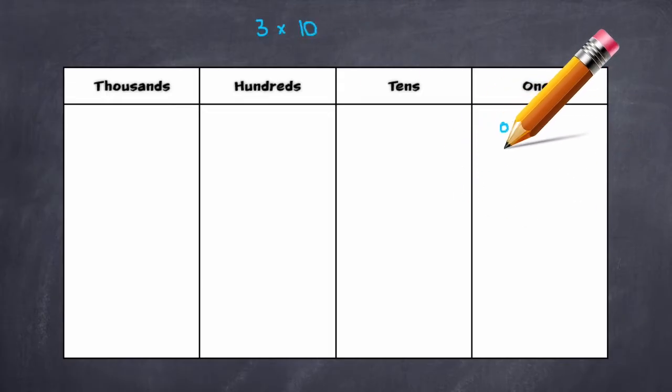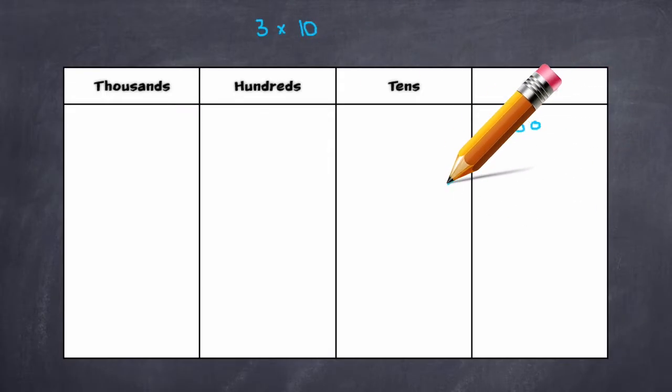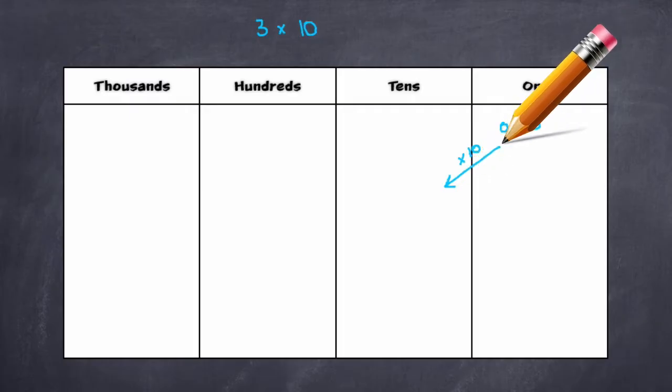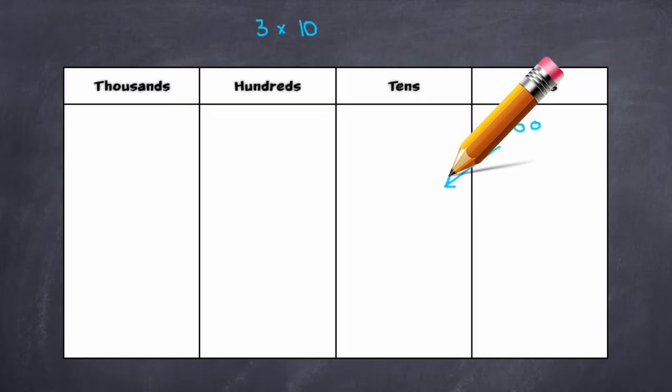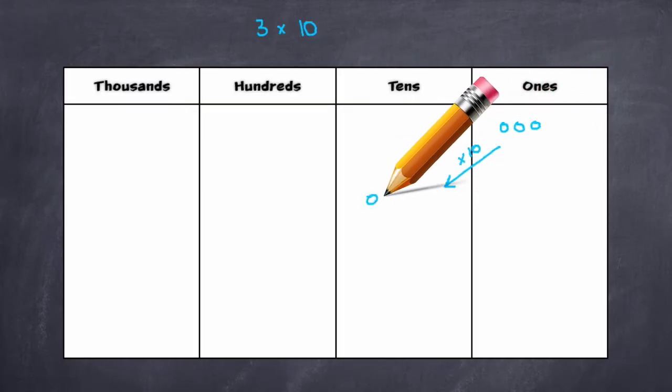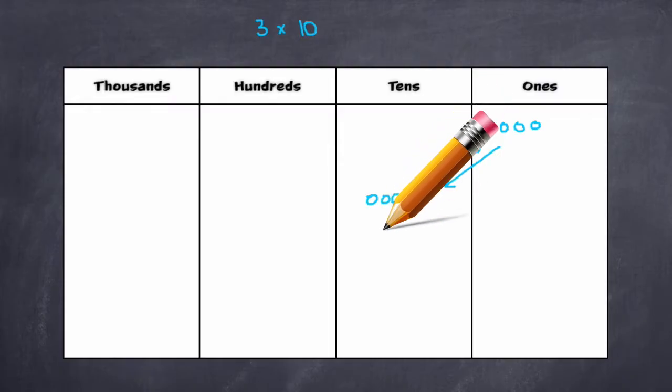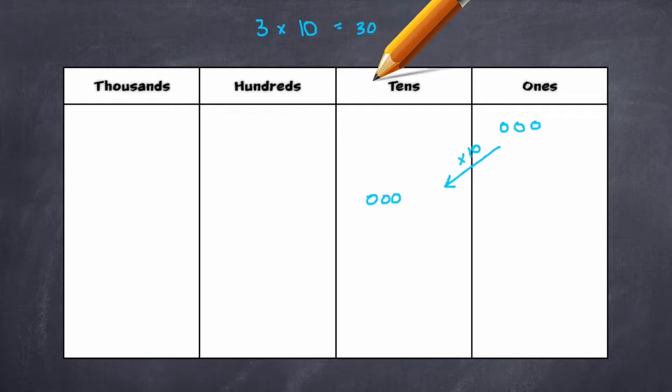And we know that every jump that we make on the place value chart, when we come from one place value to the next, basically equates to multiplying by 10. So if we were to multiply those 3 ones times 10, we're going to end up with 3 tens, which is the same as 30. So 3 times 10 is going to give us 30. Okay, easy enough. What about if we had 3 times 100?